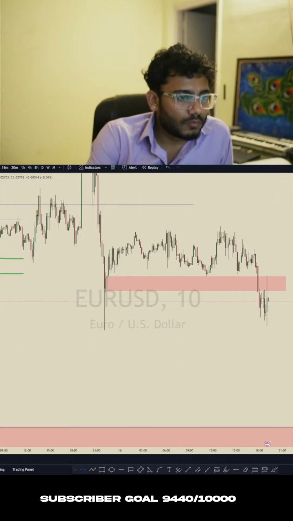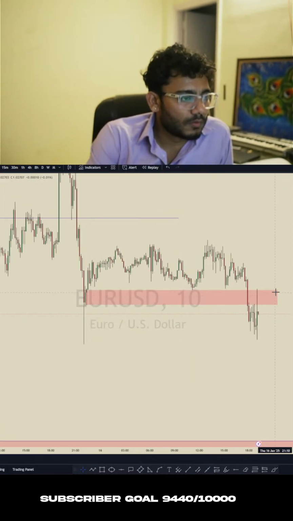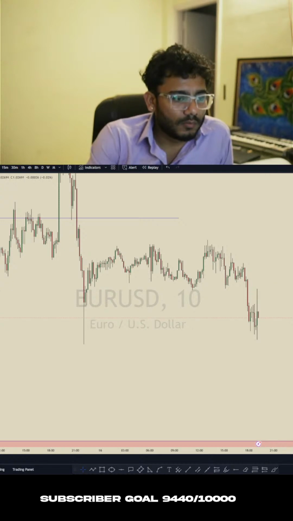GBP USD, Euro USD. So this is already mitigated on AUD USD.